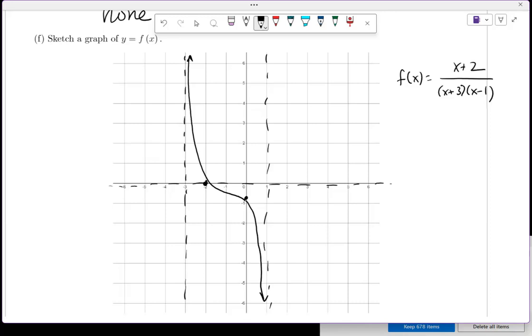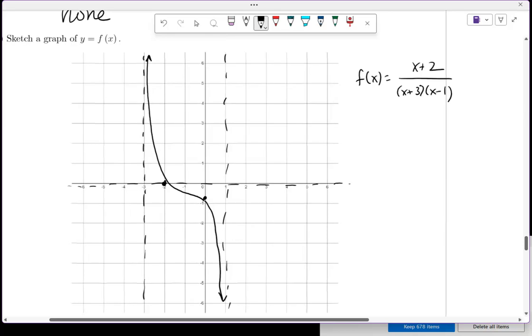Right? Okay. I want to figure out what happens over on this side, right? That's where we're looking. Put in a number that's less than negative 3. What's less than negative 3? Negative 4. If you put in negative 4, is the top positive or negative? It's negative on top. Put it into the x plus 3 factor. Is it positive or negative? Negative. Put it into the x minus 1 factor.